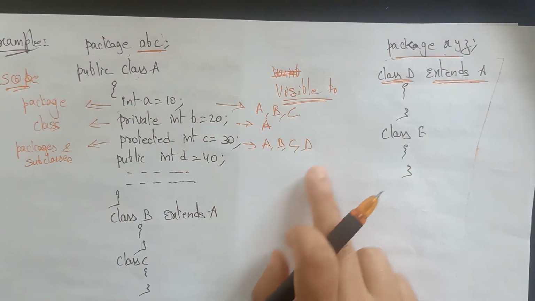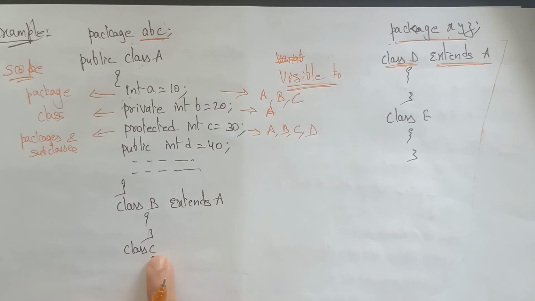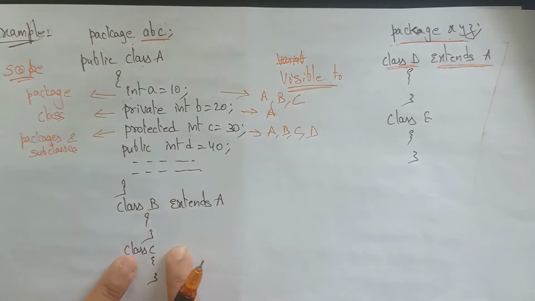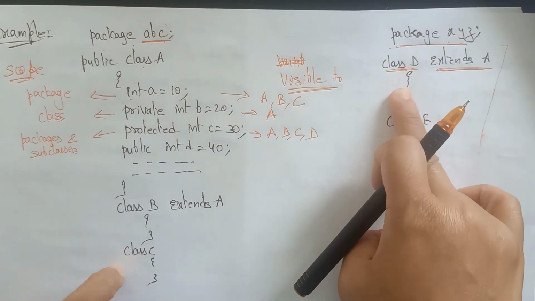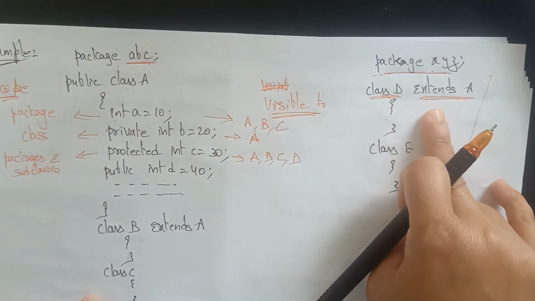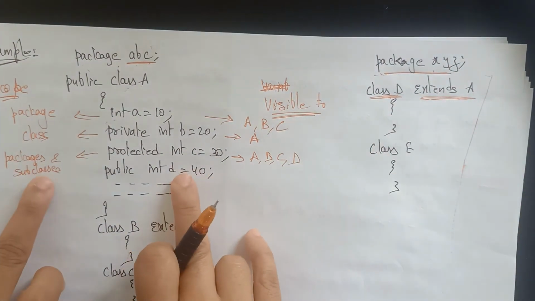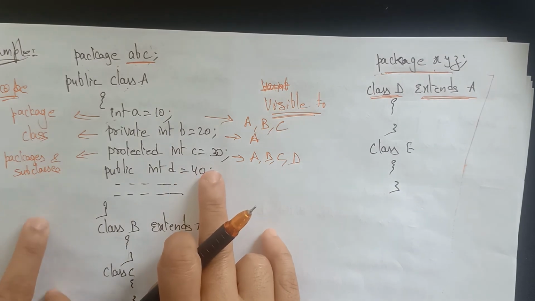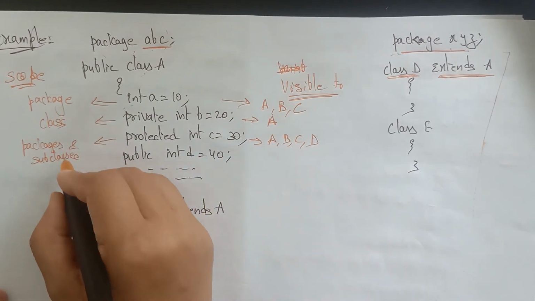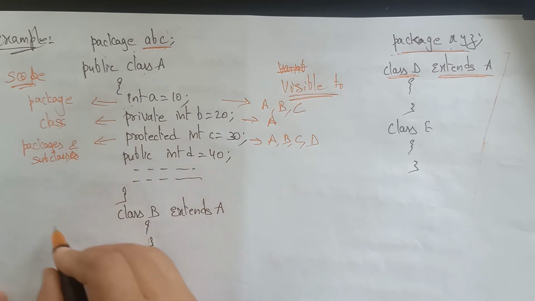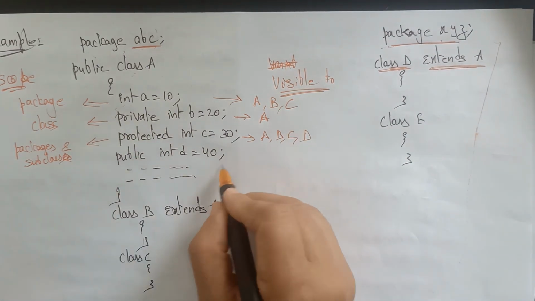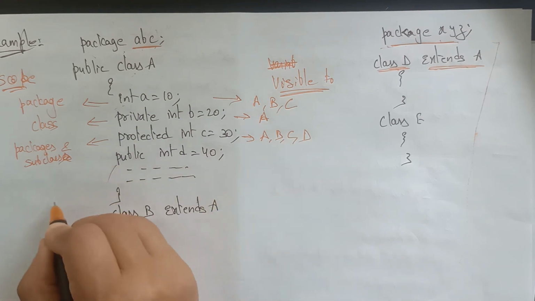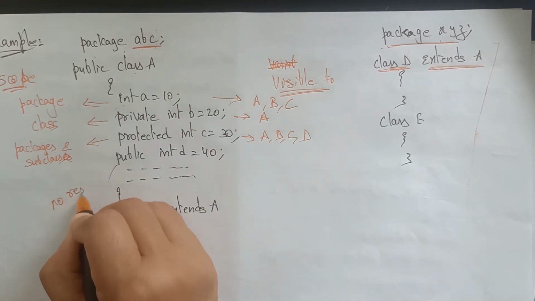A, B, C, D. So why am I taking C as visible? Because C is within the package, and D is outside the package but it is a subclass. That's why for protected, the visible classes are A, B, C, D. Public means no restriction. No restriction.